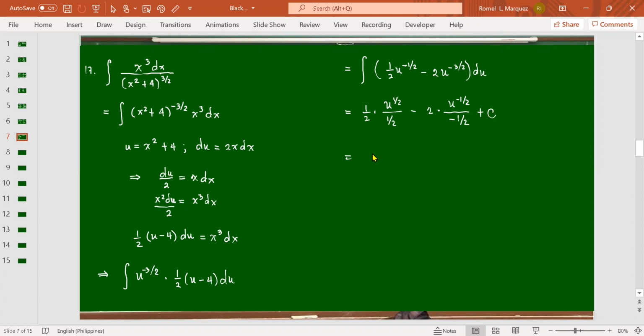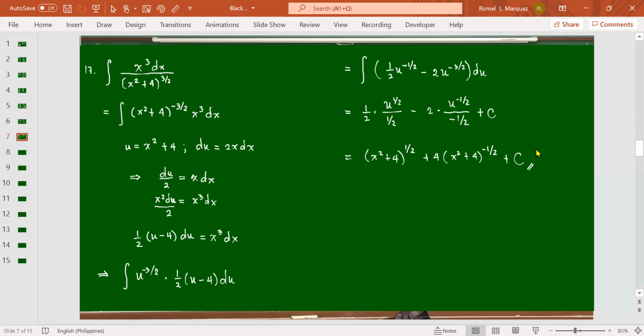This is simply u to the 1/2, no? Ano yung u to the 1/2 natin? Tama ba? x squared plus 4. Plus na? Opo, sir. Is it 4? 4 times x squared plus 4 raised to 1/2, negative 1/2 pala, plus C. Okay, that's it. Pwede na yan.